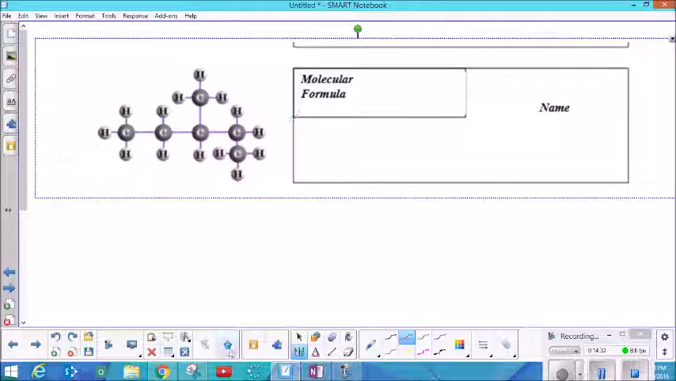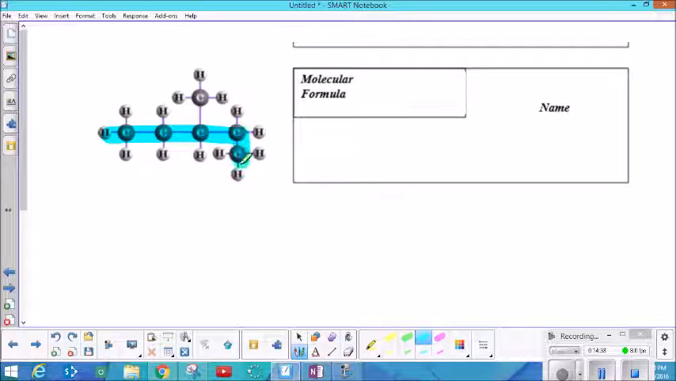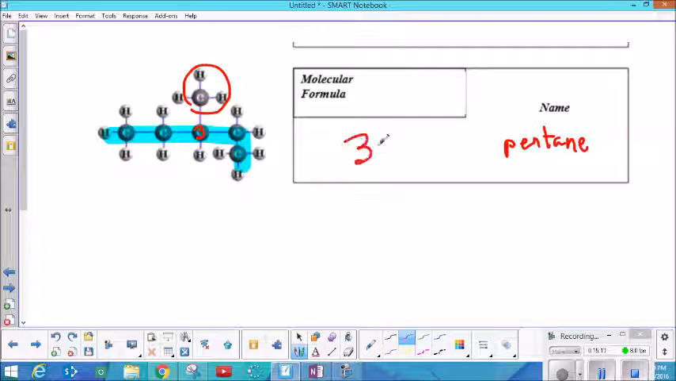Let's try it again. Longest continuous run of C's. This time we'll go this way. And we've got this guy hanging off. You count 1, 2, 3, or if I count 1, 2, 3, either way, I'm on carbon number 3, so it doesn't matter which way. But I have 1, 2, 3, 4, 5. So once again, I'm a pentane, and the thing sticking off of me at number 3 is a 3-methyl. So I'm a 3-methyl pentane.